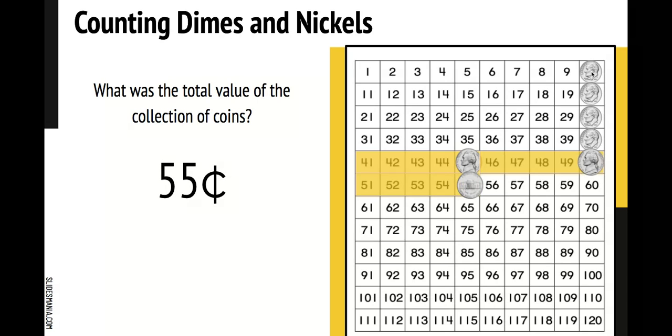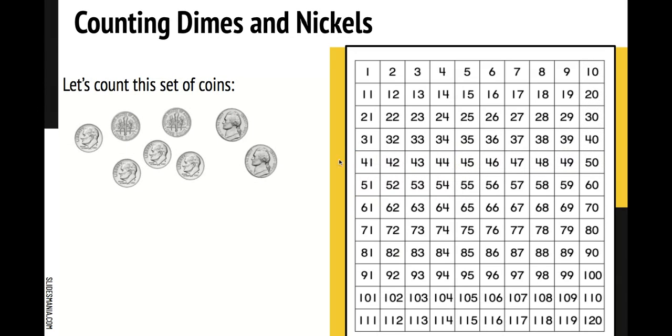And we can double check that by doing this. 10, 20, 30, 40, 45, 50, 55. Now it's kind of tricky when you jump from one version of skip counting to the next, but it just takes some practice, so we'll get there.